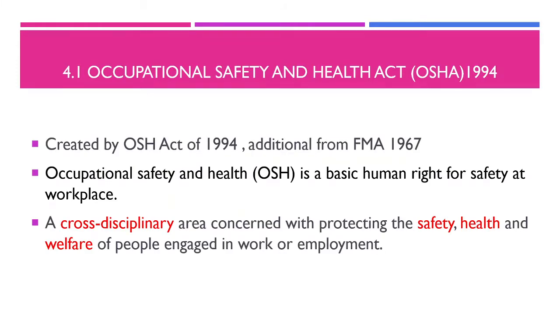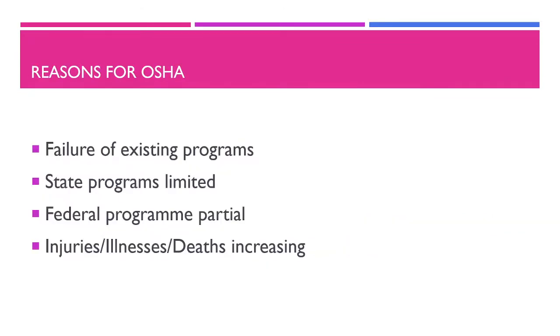Without further ado, let's move on to the first one, the Occupational Safety and Health Act, OSHA 1994. It was an addition to the FMA 1967, or Factory and Machinery Act 1967. OSHA is a basic human right for safety at the workplace, and it is concerned with the safety, health and welfare of people engaged in work or employment. Why OSHA? This is due to the increasing injuries and illnesses in the job area.